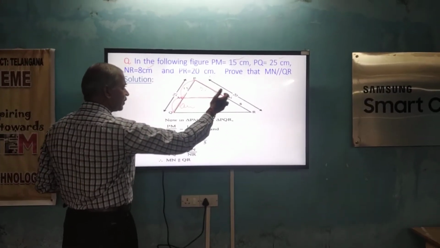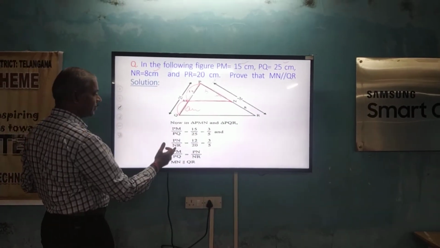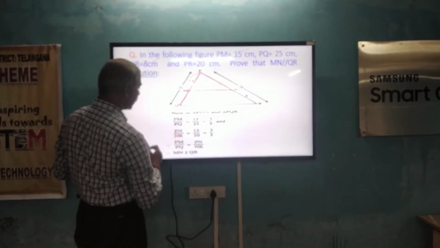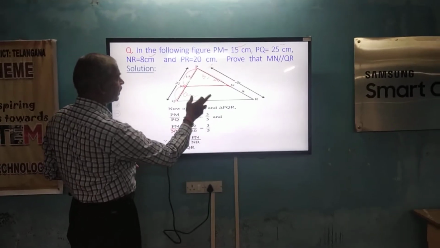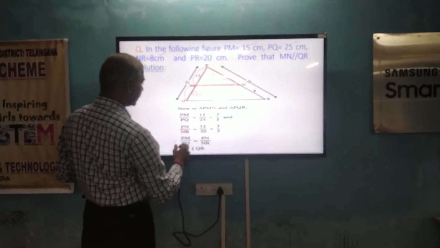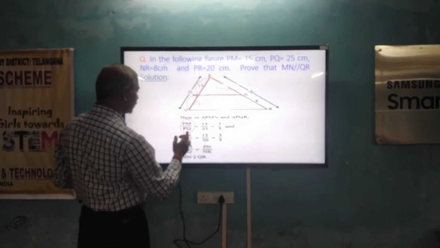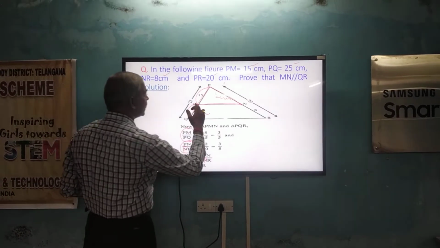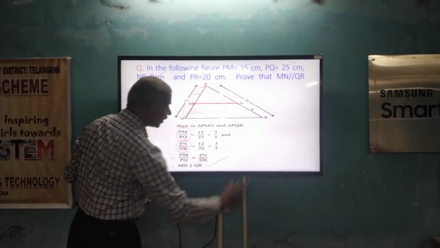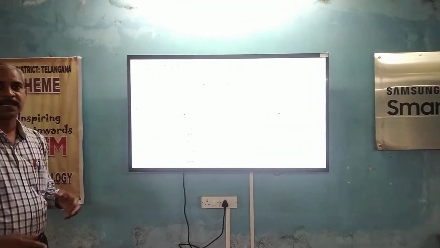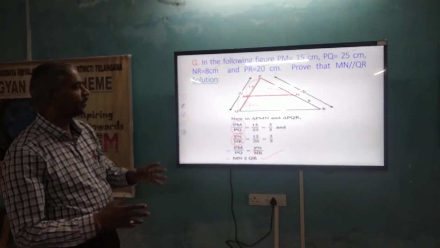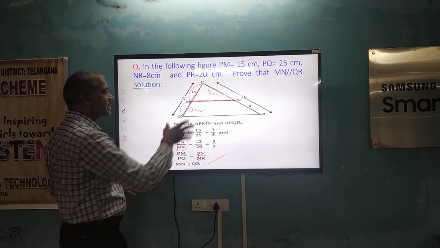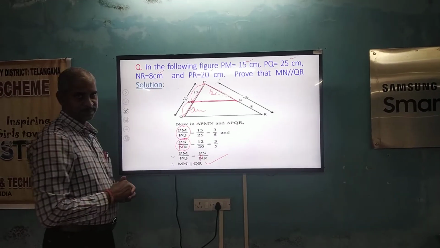And PN by PR is 12 by 20. This is equal to 3 by 5. Therefore, PM by PQ is equal to PN by PR. So these two are equal. Therefore, this MN is parallel to QR. By the converse of the basic proportionality theorem, when this MN is dividing two sides in the same ratio, that means this MN is parallel to QR.